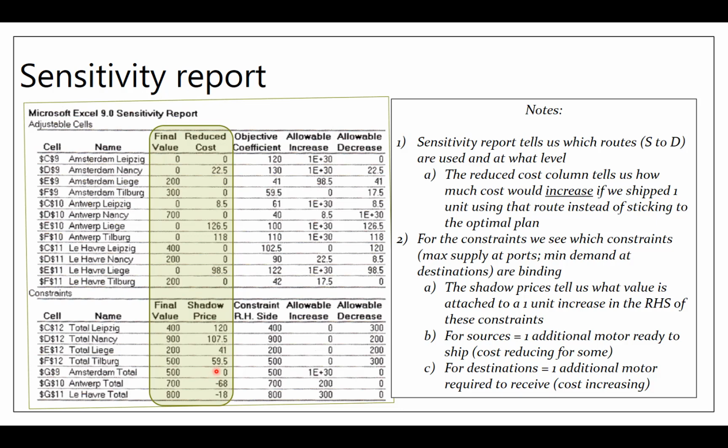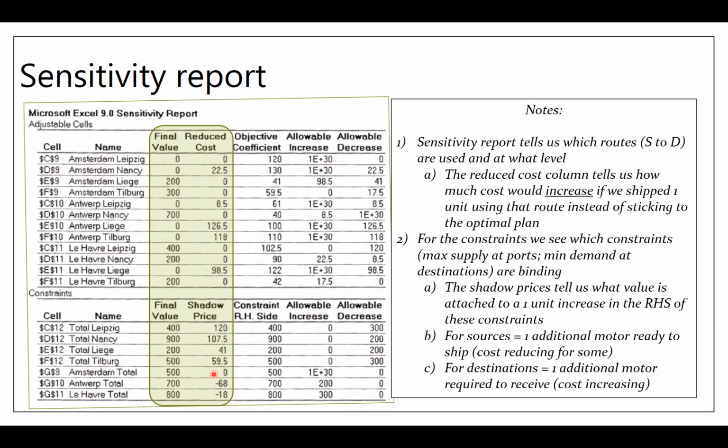You can do the same thing on the demand side. If I could get rid of shipments to Tilburg by 1 unit, or if I had to take on one more unit at Tilburg, it would increase the cost by 59.5; if I could lower it by 1, it would save me around $60. 200, if that goes to 201, the cost becomes 41. If this goes to 901, the additional cost is 107, and this one is saying additional cost is 120.